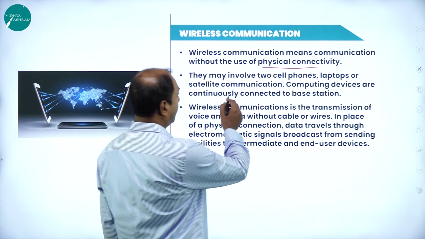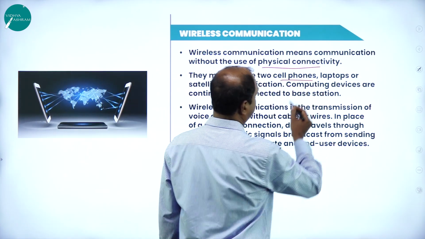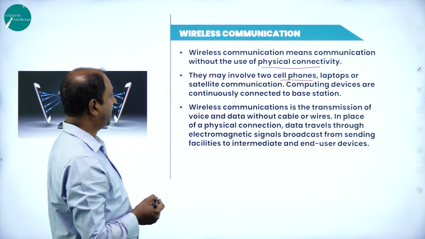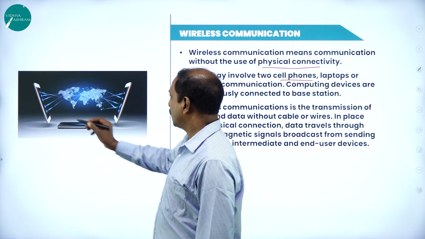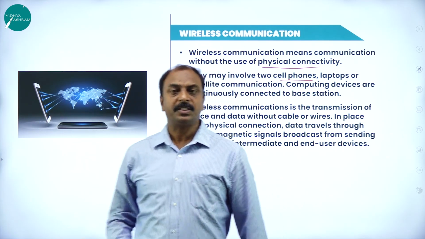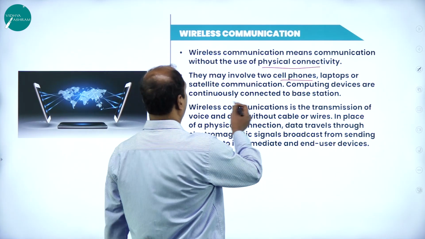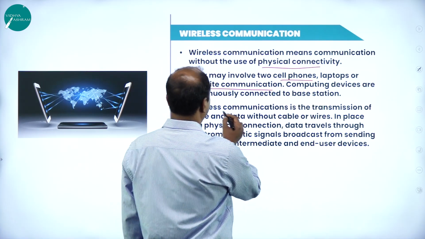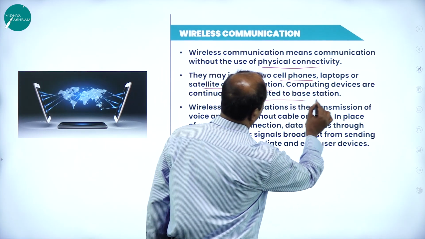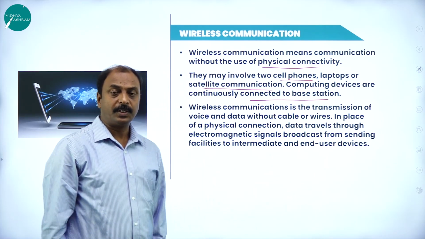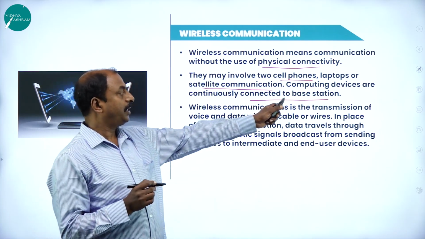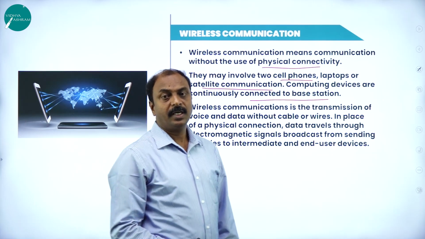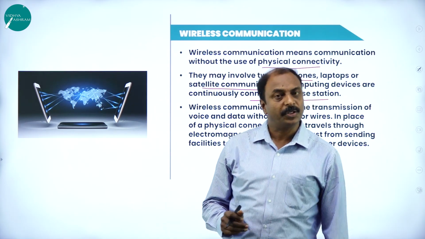They may involve two cell phones. The examples can be cell phones. Now you can see the diagram here. This is the communication between two mobile systems or cell phones or laptop or satellite communication, and computing devices are not continuously connected to the base station. So what is the meaning of this? Here we need not be connected to the base station as we have seen in wireless communication.